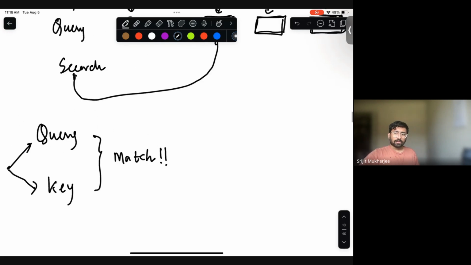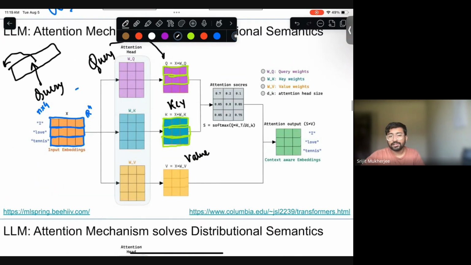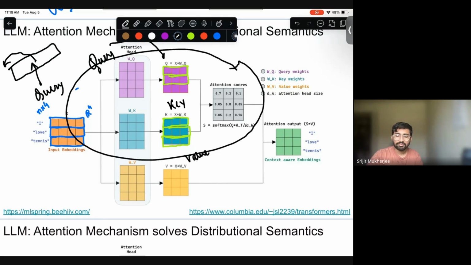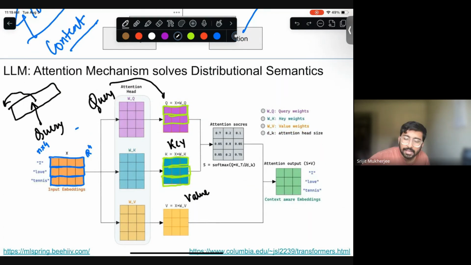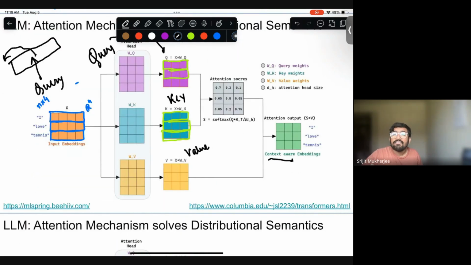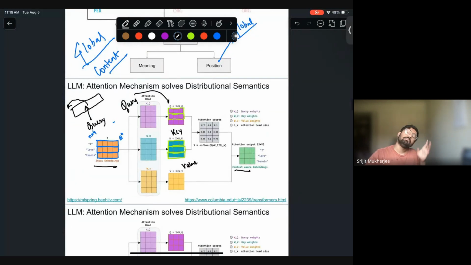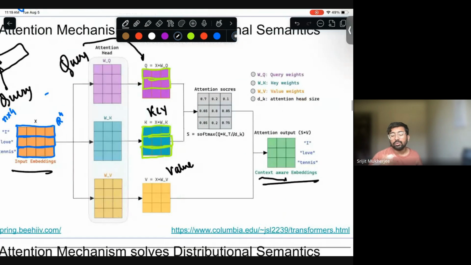So you have a key and query, and there's a match. We are doing the same thing here. We will come to the value later on, because you can see the value is kind of outside the loop here. So essentially the goal of the new embeddings that we are creating here is that they need to be context aware embeddings. Here the embeddings are just embeddings as they are. Now we want the embeddings to be context aware, so that they encode the relationships between each one of them.